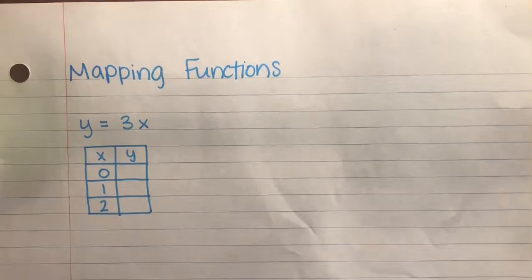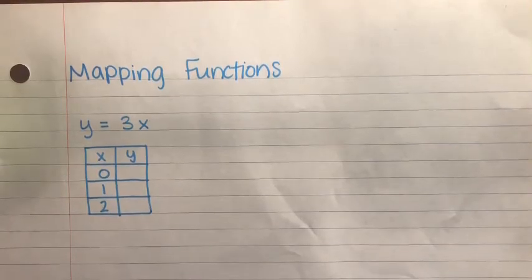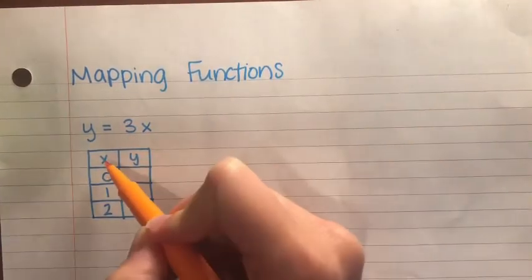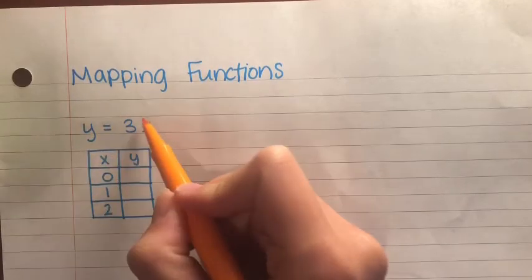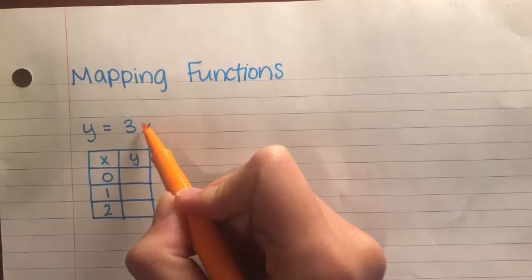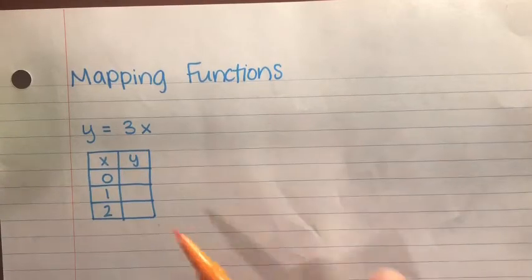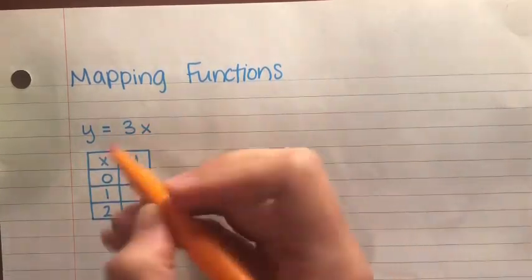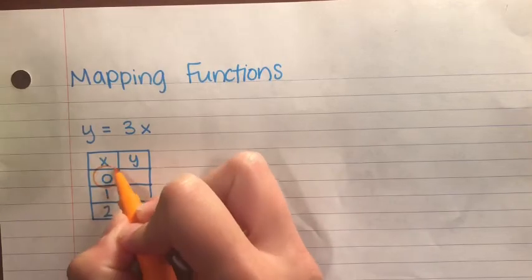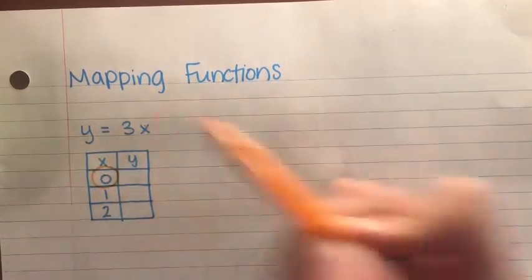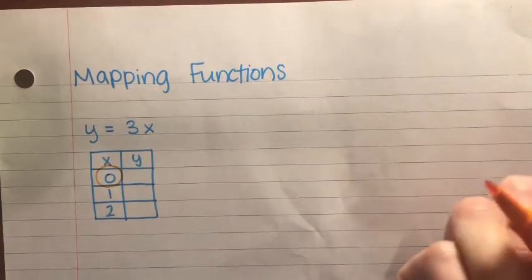Okay, today we are mapping functions. So basically what we're doing is we are taking our input, or our x value, plugging it into our function, and getting our output, or our y value. So starting with this first example, when x equals 0, to find out what y is, I just have to plug 0 into my equation for x.